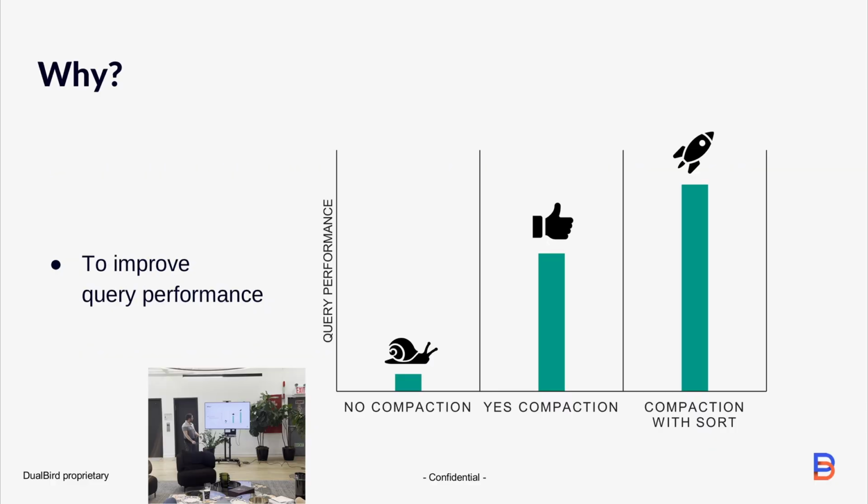As I said, with this extremely scientific graph, you can see that doing compaction is much better than not doing compaction for the querying time, and adding sort on top of that would usually get you an even much better result.